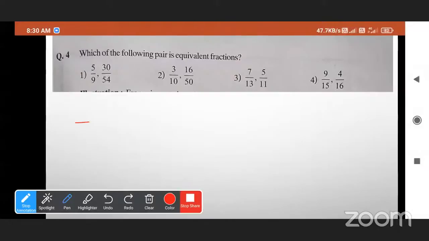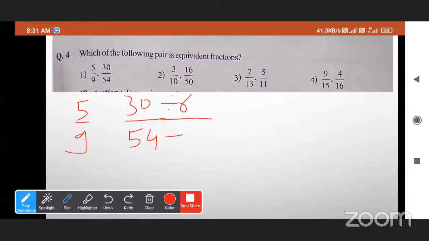We check the first one. 5 upon 9, and 30 upon 54. So we simplify 30 upon 54. These are the multiples of 6. Now 30 divided by 6, then we will get 5. And 54 divided by 6 is 9. So this comes 5 upon 9. So the first one is equivalent.